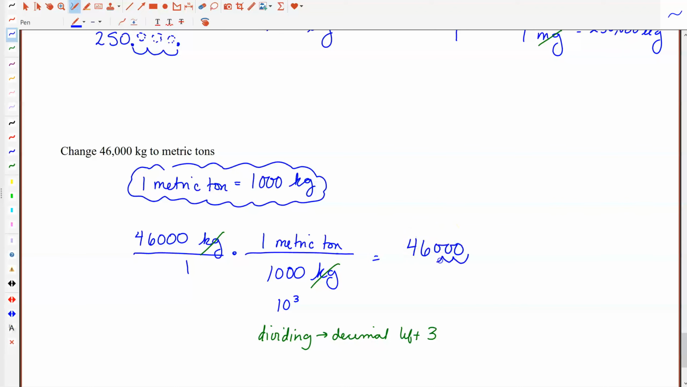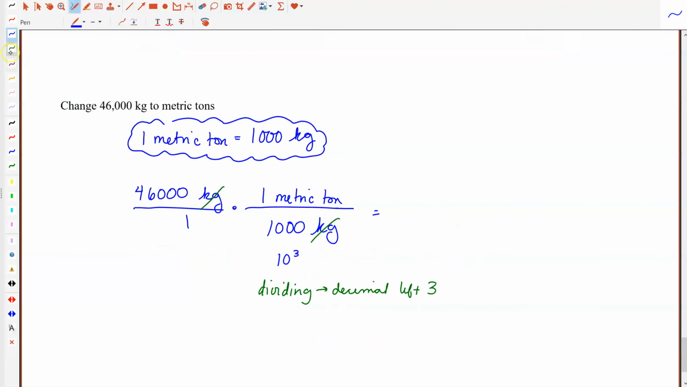In 46,000, if I move the decimal point left 3 spots, maybe I'll write that down here as a work step, as opposed to putting it up there as part of the expression. So if I move the decimal point left 3 spots, that's where the decimal point is going to end up. So then my final answer is 46 metric tons.